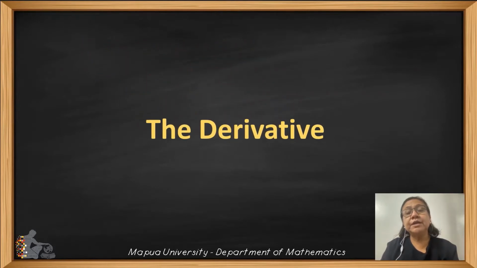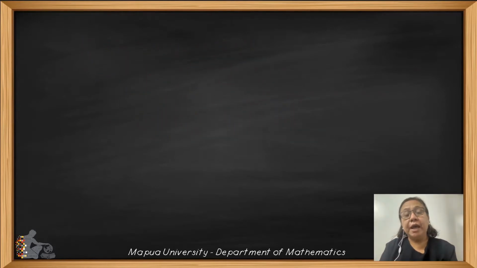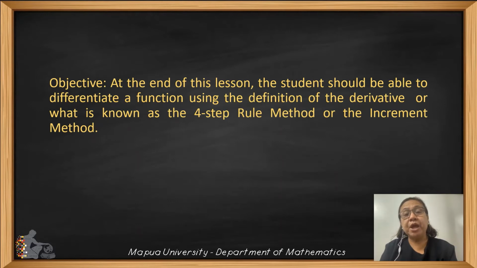Today's lesson is about the derivative, and at the end of this lesson, you should be able to differentiate a function based on the definition of the derivative, or to use what is known as the four-step rule method or the increment method.